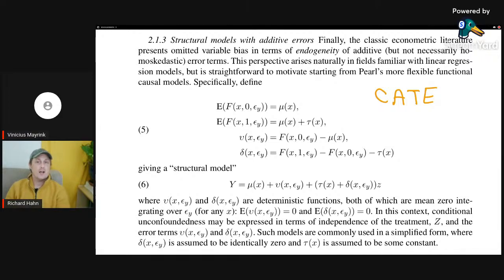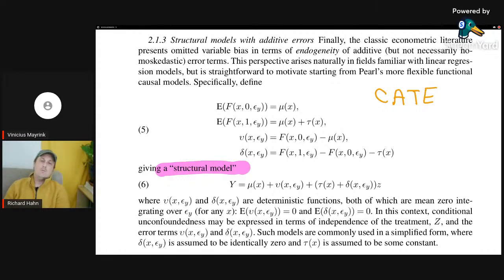Okay. So for every value of x, the way that I've defined this, the random variable epsilon has expectation 0 integrating over epsilon y. Likewise for delta. Okay. When I do that, I can then rewrite y in terms of this so-called structural model. And so this is why I'm reserving the term structural model for this, because this is the term that is used, which is y is equal to mu of x plus some error term plus tau of x plus some error term times z. Okay.